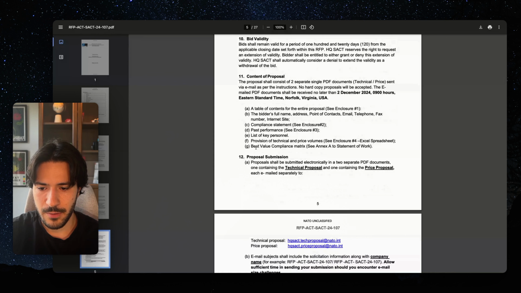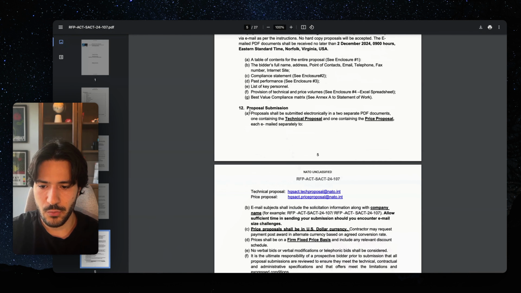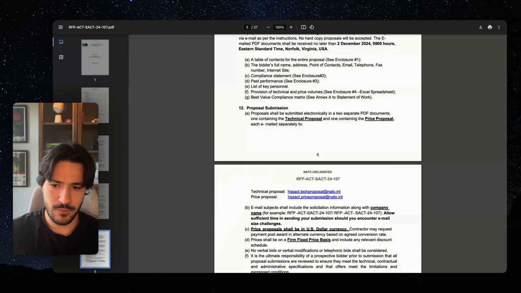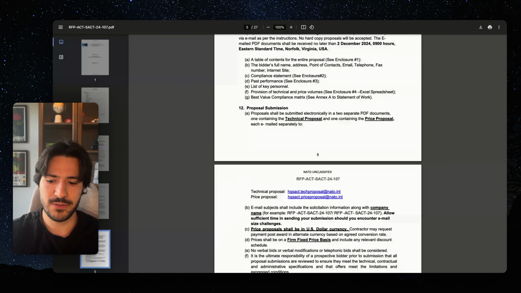And then the best value compliance matrix, and also it's included in this document. So we have to submit two documents, one containing the technical proposal and one containing the price proposal. The technical proposal would include the table of contents, our full name, address, point of contact, email, and so on. And then it would include the compliance statement, past performances, and then the second one would probably include price-related stuff such as the best value compliance matrix, and technical and price volumes.